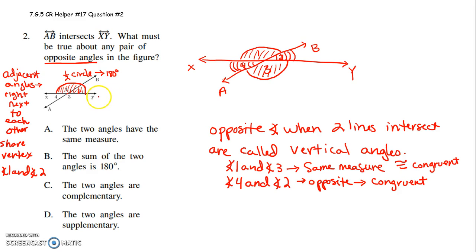Now you have to know, as I look at all of my answers here, first of all, my two opposite angles have the same measure. But if they had asked about adjacent angles, the sum would be 180. You should also know what complementary angles are. Complementary angles add up to 90. This is just a quick angle review. Add up to 90 degrees.